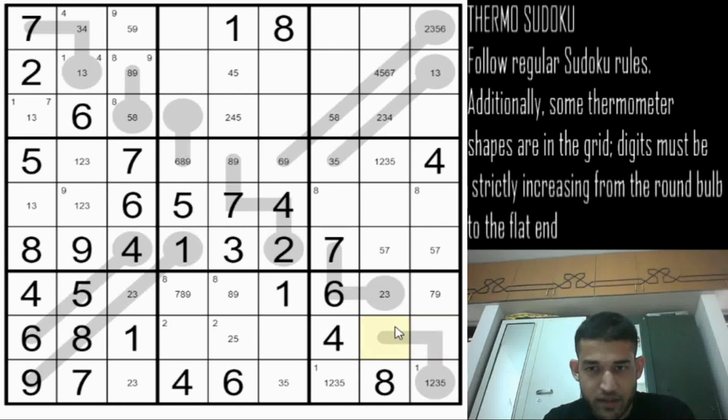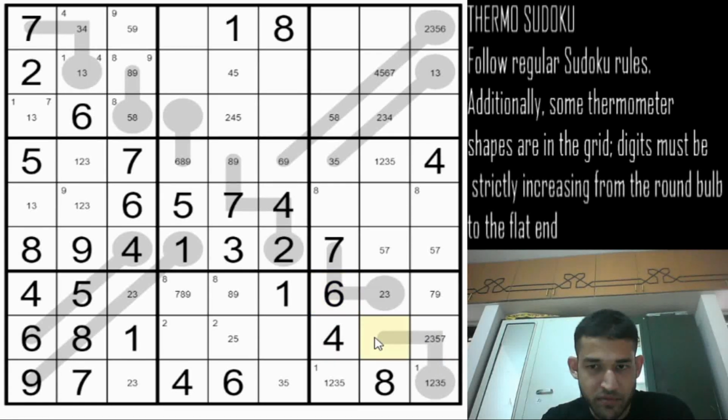Now we will pencil mark the possibilities in this thermometer because we have almost completed every thermometer. So this will be maximum of 7 and minimum 2. So this will be 2 3 5 and 7. 4 and 6 are in the box already.